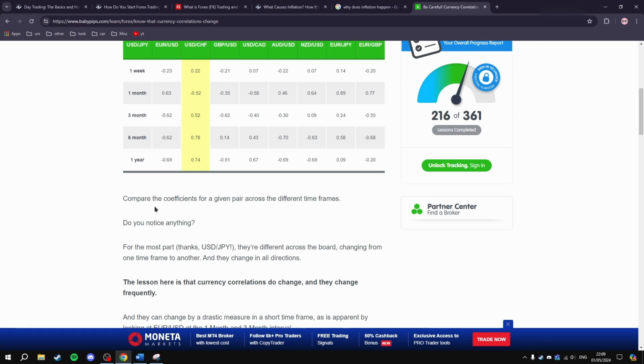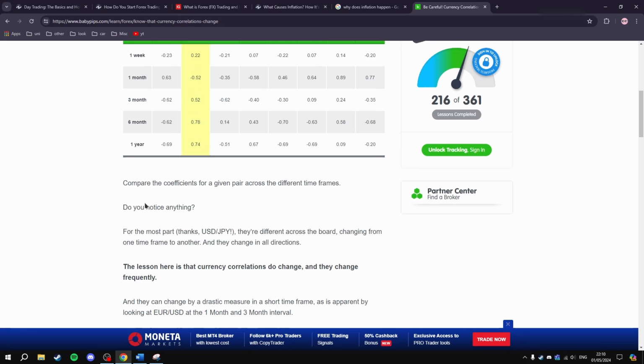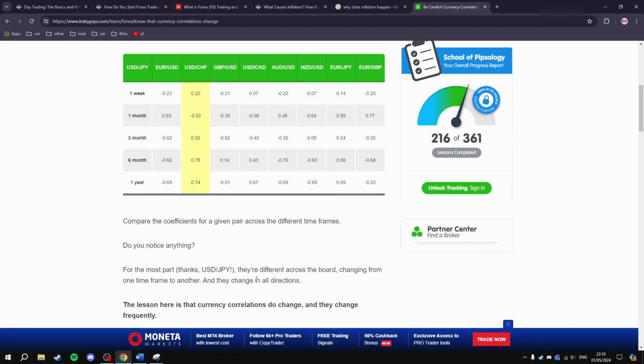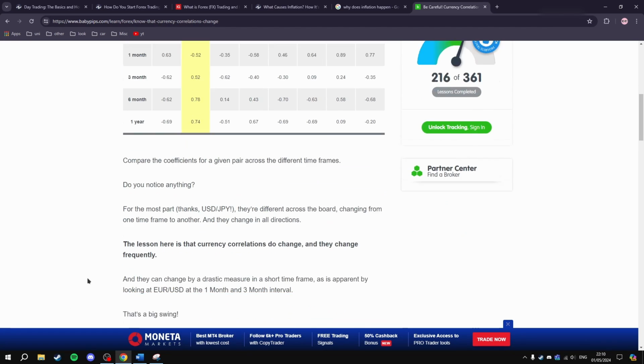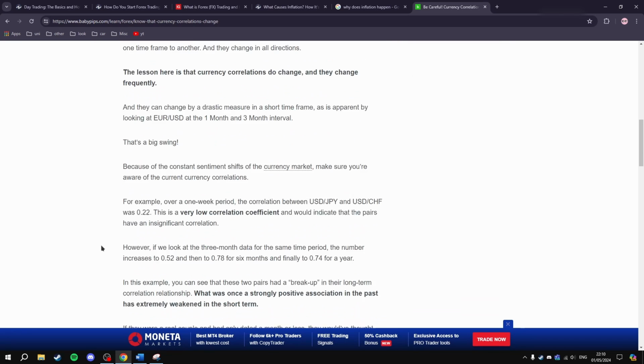Compare the coefficients for a given pair across the different time frames. Did you notice anything? For the most part, thanks to USD JPY, they are different across the board. Changing from one time frame to another, they change in all directions. So one goes from positive to negative. We've also got some negative to positive. The lesson here is that currency correlations do change, and they change frequently.